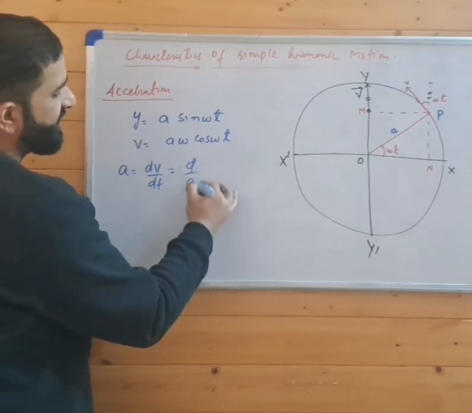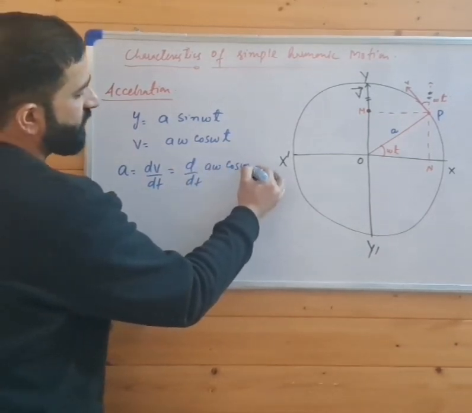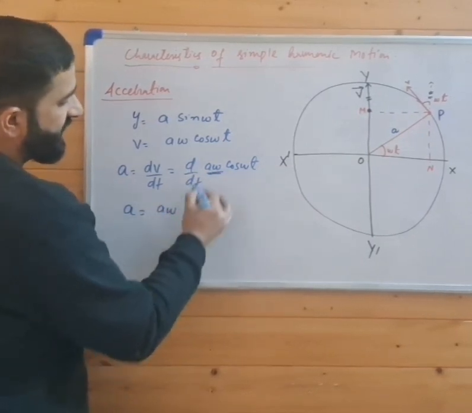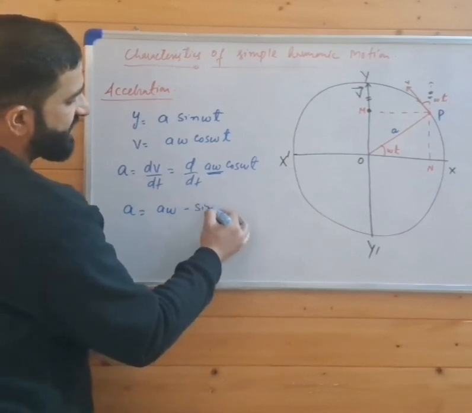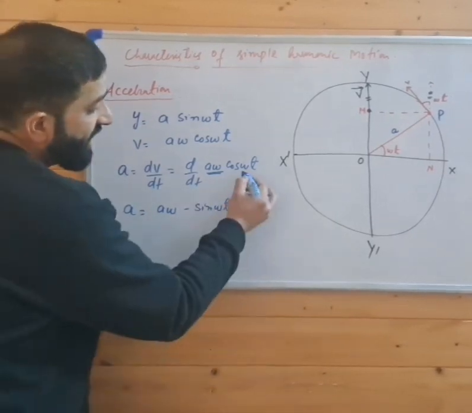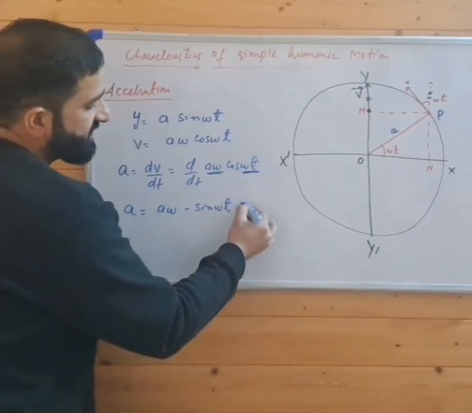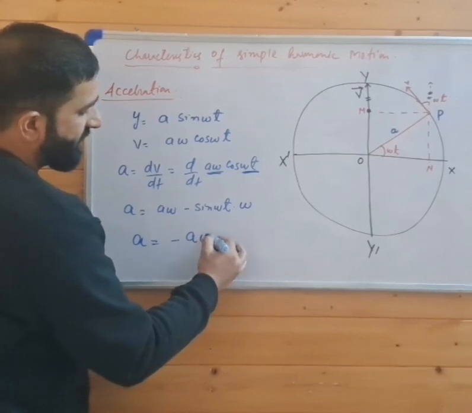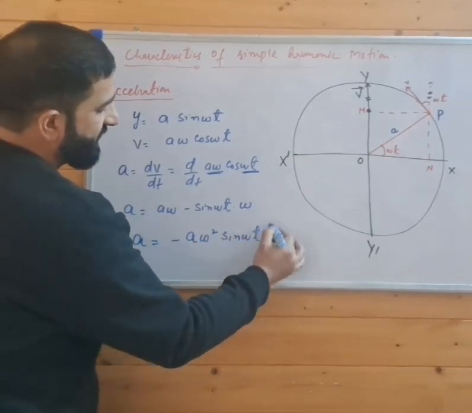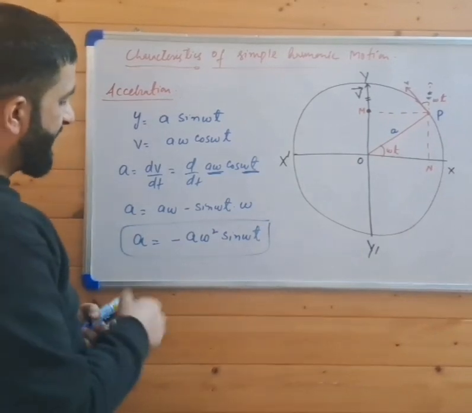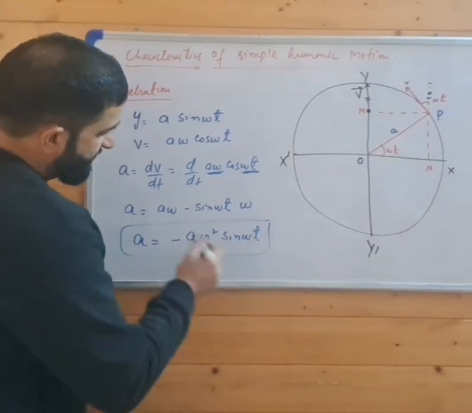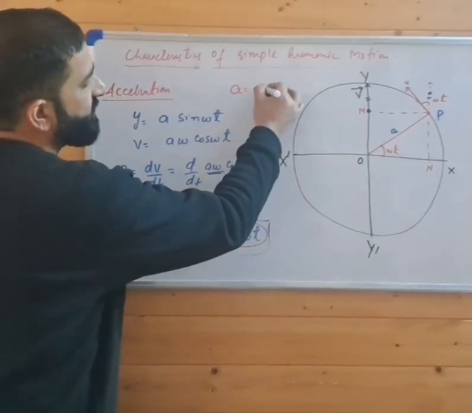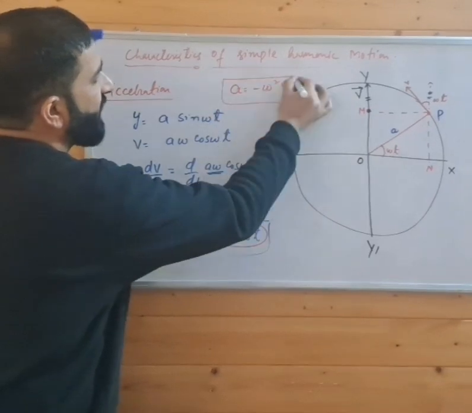That means d/dt of a ω cos(ωt). Now acceleration is given by: a ω is constant, the differential of cos(ωt) is minus sin(ωt). Now the internal differentiation of ωt is equal to ω. So acceleration is given by minus a ω² sin(ωt). We can also take it as a sin(ωt), and this a sin(ωt) is equal to y. So acceleration is given by minus ω² y.